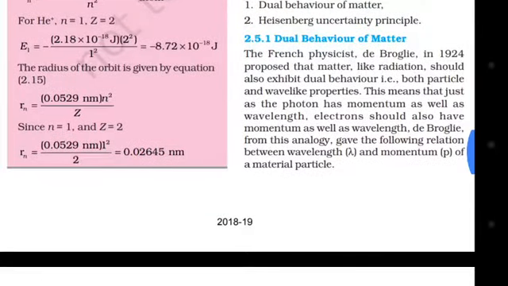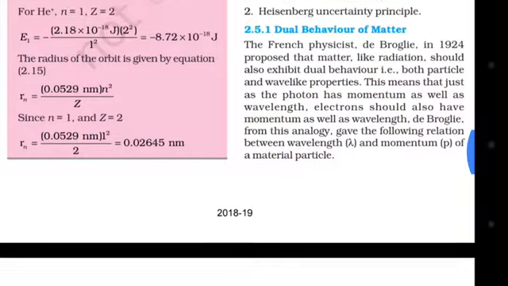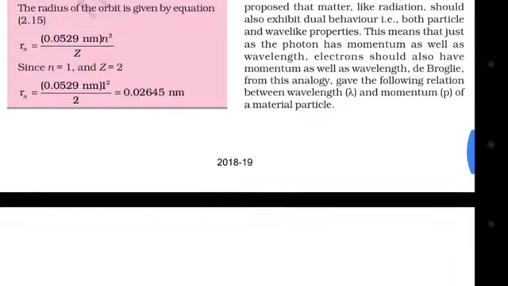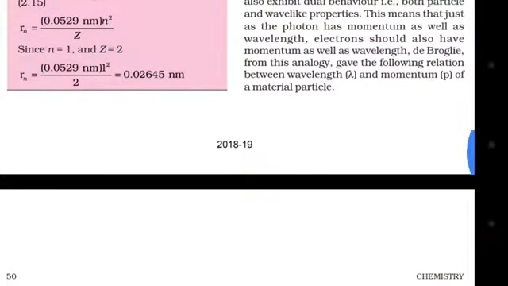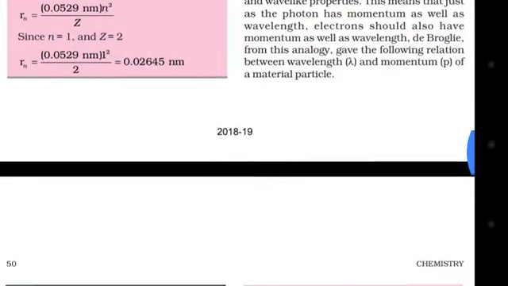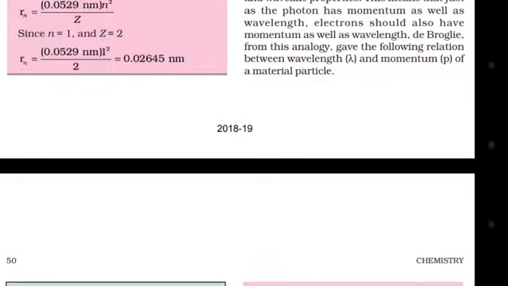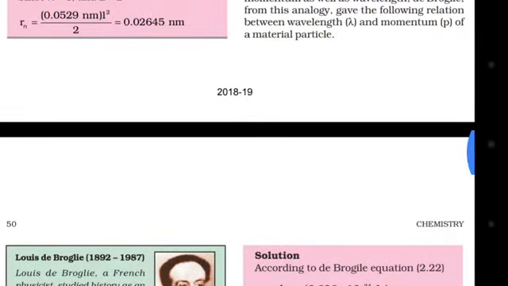So 2.5.1 dual behavior of matter. A French physicist de Broglie in 1924 proposed that matter like radiation should also exhibit dual behavior, that is both particle and wave-like properties. This means that just as the photon has momentum as well as wavelength, electron should also have momentum as well as wavelength. De Broglie from his analogy gave the following relation between wavelength lambda and momentum p of a material particle.